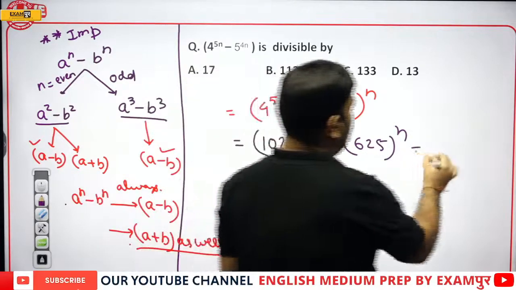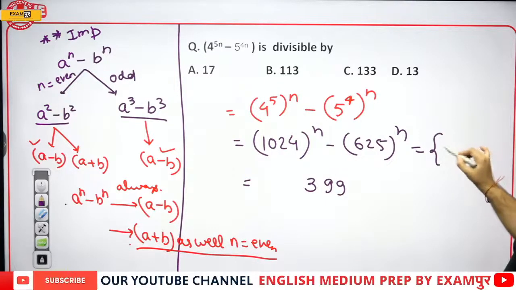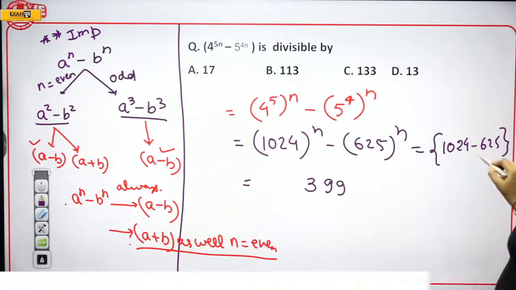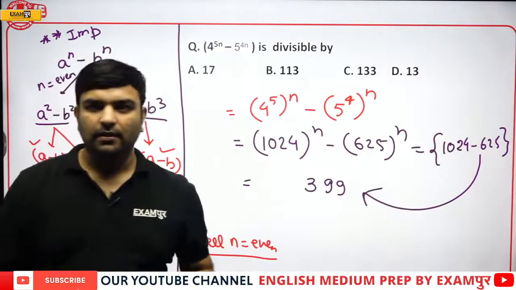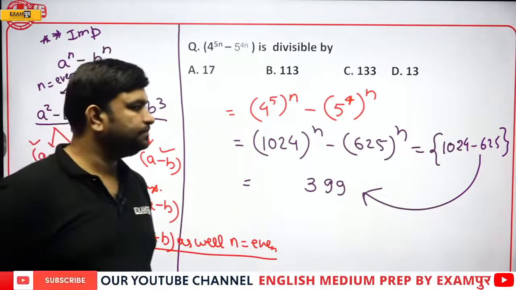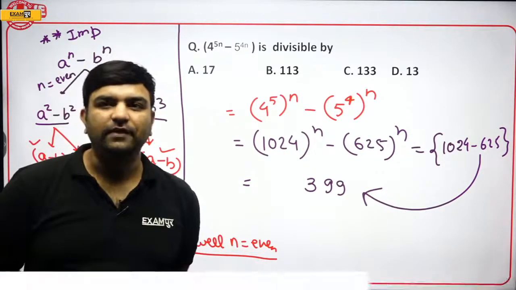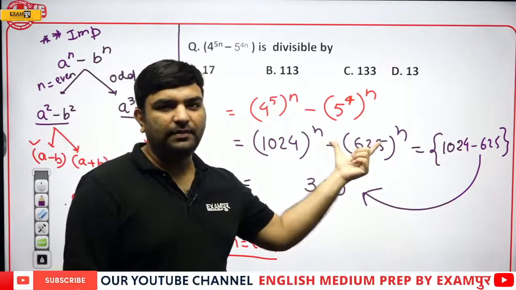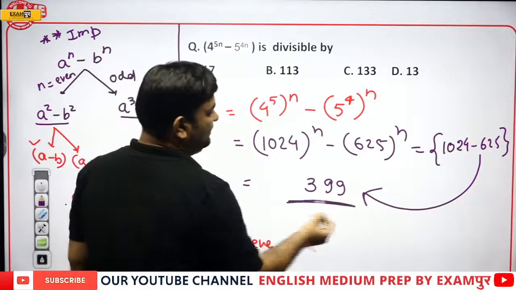What is a minus b? a ki power n minus b ki power n is divisible by a minus b. When we do not know whether n is even or odd, we can only say it is divisible by a minus b. A plus b we cannot say with surety, because a plus b would be a possibility only when n would be even. Okay, so 399 is divisible by it.